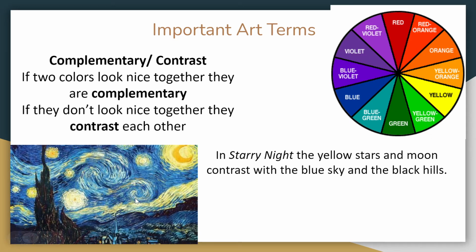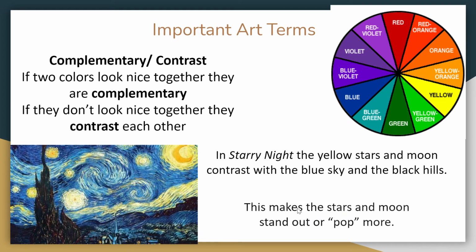So if we look at Starry Night, right, Van Gogh's very famous Starry Night, in Starry Night, the yellow stars and moon contrast with the blue sky and the black hills. So we see the moon shining here. It's very bright. It's very yellow. And we'd say that contrasts against the dark blue sky, and it really contrasts against this black hill or black mountain.